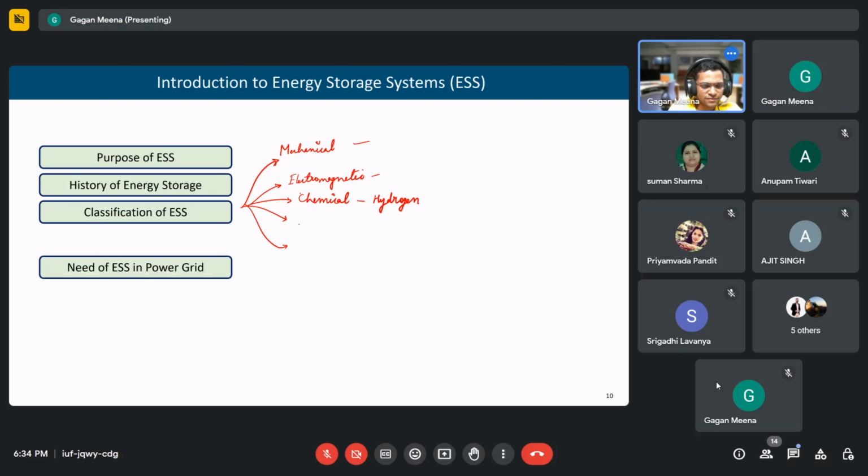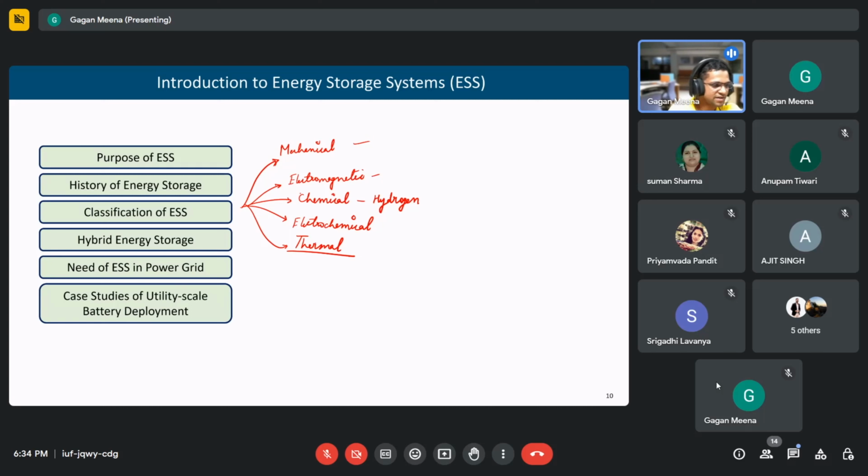Then, what are other classifications? Mechanical and electrochemical, which are these batteries, different types of batteries. And one more is thermal. Then hybrid energy storage, which you have also seen. Thermal, what is the example? One is molten salt based solar concentrators.